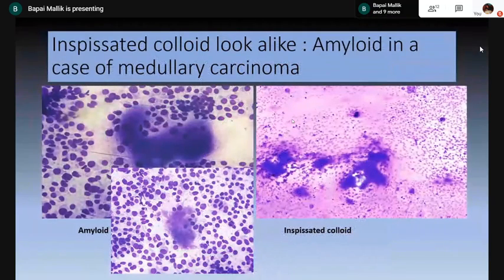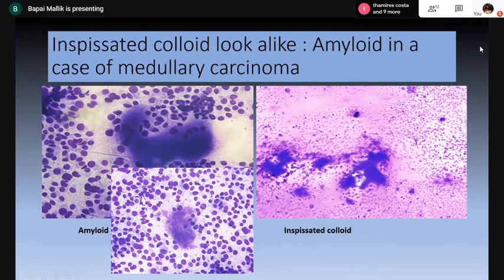Inspissated colloid look-alike. One of the inspissated colloid look-alikes is amyloid, which is found in the case of medullary thyroid carcinoma. So this is a medullary thyroid carcinoma. This is another medullary thyroid carcinoma. This is amyloid. This also is most likely amyloid, and frankly speaking, it's very difficult to differentiate between inspissated colloid and amyloid. Some people may be more confident, but it is very, very difficult.